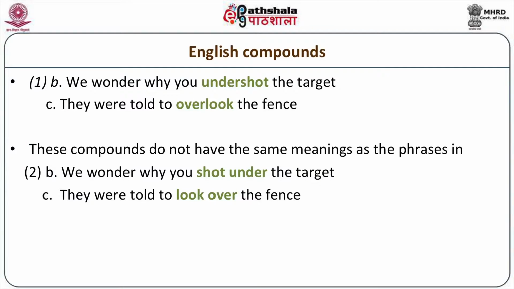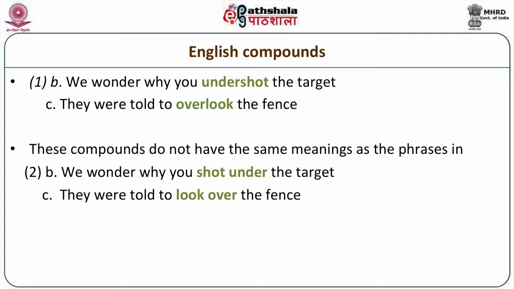Shooting under the target is a very different kind of shooting from undershooting the target. This is very obvious in a language like English. Likewise, if you compare, they were told to overlook the fence. Overlook is a compound. With the sentence, they were told to look over the fence, where look over is a syntactic construction. The difference in meaning is again obvious.